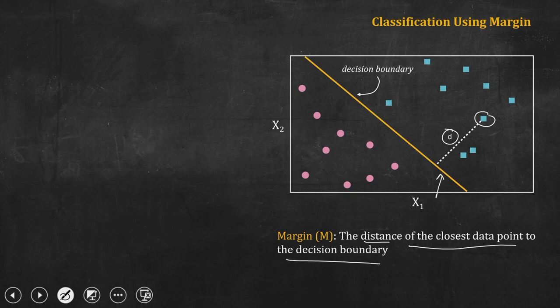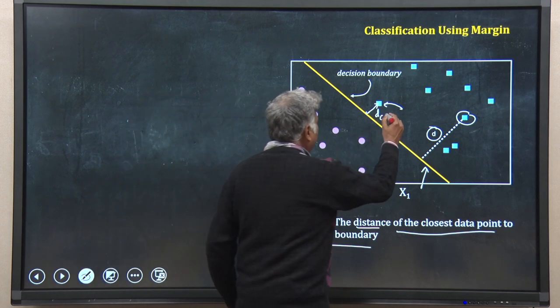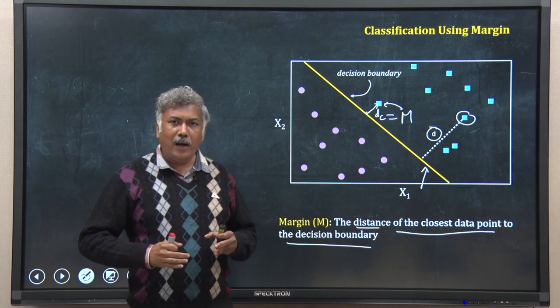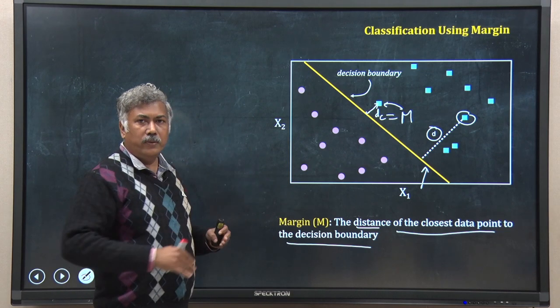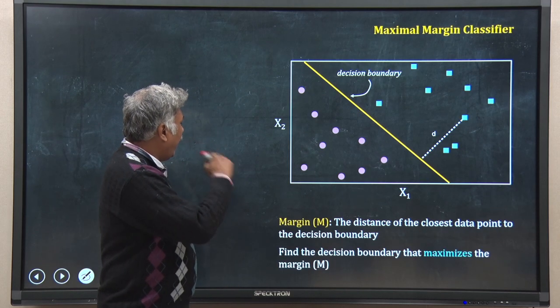Now, I define margin as the distance of the closest data point to the decision boundary. So, let me check. Roughly seeing in this data, it seems this may be the closest data point to this straight line, this decision boundary. So, I calculate the distance between this point and this line. So, this is maybe the closest distance, right? The closest data point. This one I will call the margin M. And now, I will use an algorithm that will try to create a decision boundary in such a way that we get a maximization of this M.